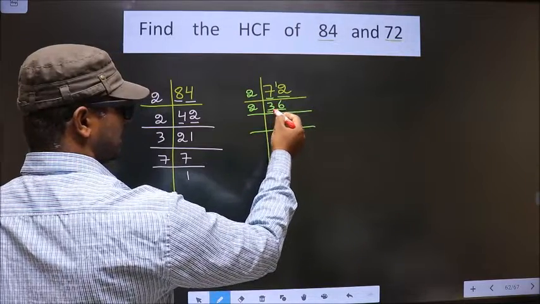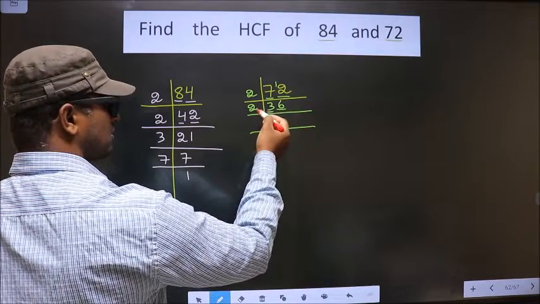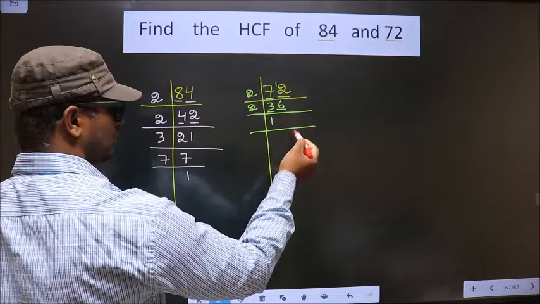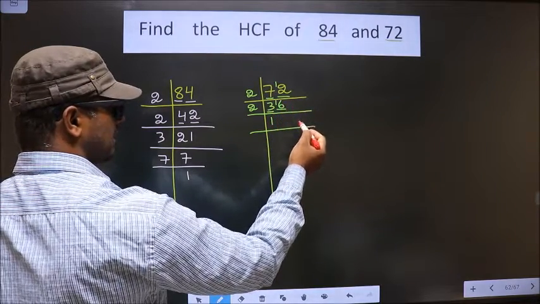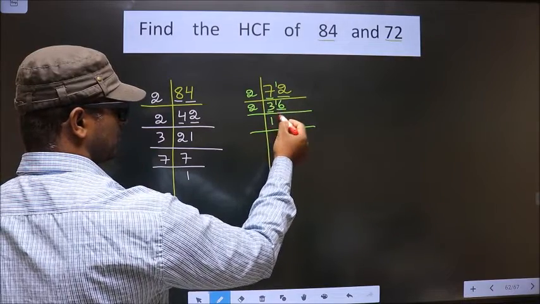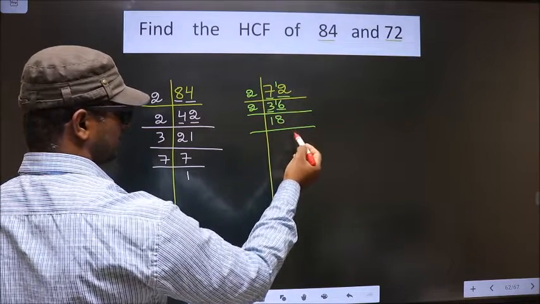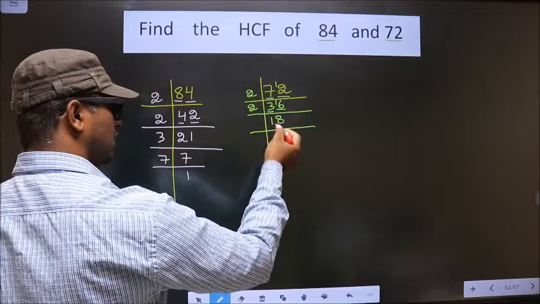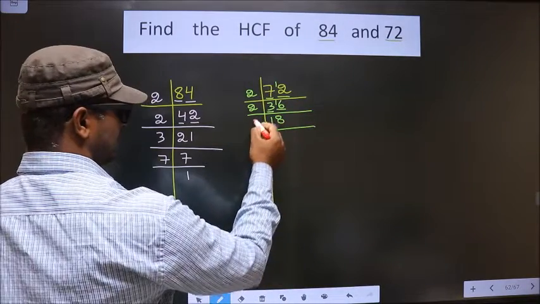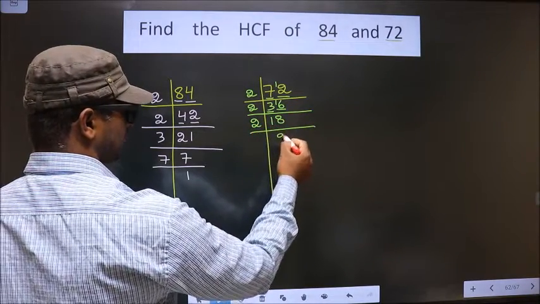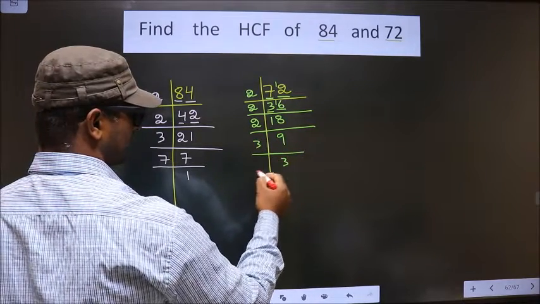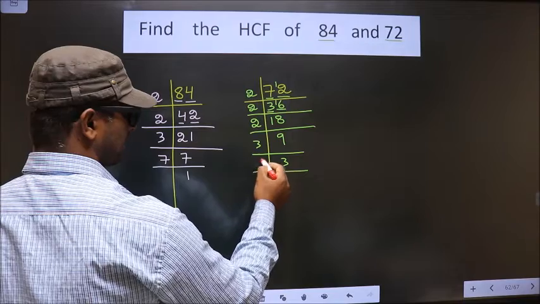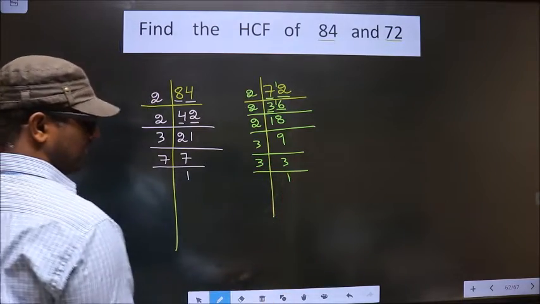Now in this number last digit is 6, which is even, so we take 2 here. Now first number is 3. A number close to 3 in 2 table is 2 1s 2. 3 minus 2 is 1, 1 carried forward, making it 16. When do we get 16 in 2 table? 2 8s 16. Now here we got 18. 18 is nothing but 2 9s. Now 9 is 3 3s. So now 3 is a prime number, so we take 3 and 1.